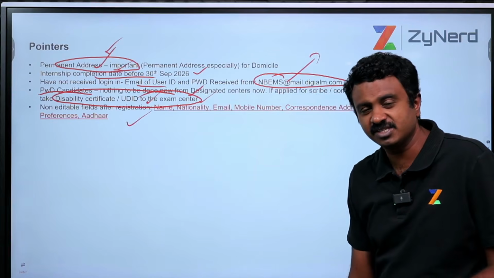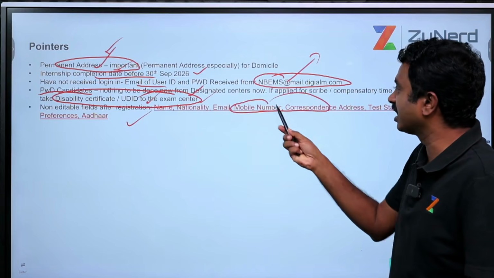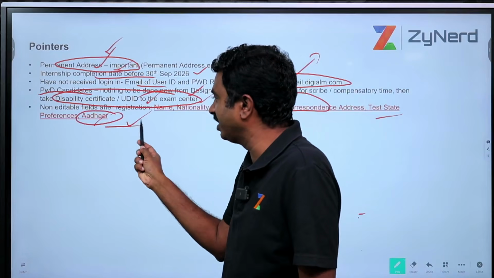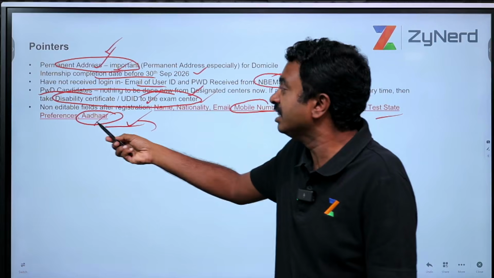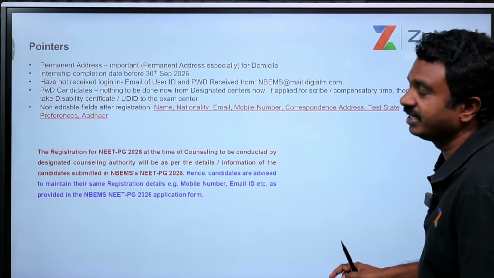Non-editable fields after registration: the name, nationality, email, mobile number, correspondence address, test state preferences, and Aadhaar. Aadhaar for only those who are verified. We have already done it in a separate session. These cannot be modified once you complete the entire registration process.